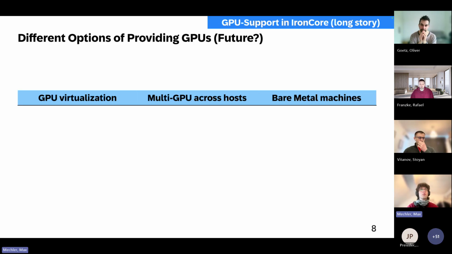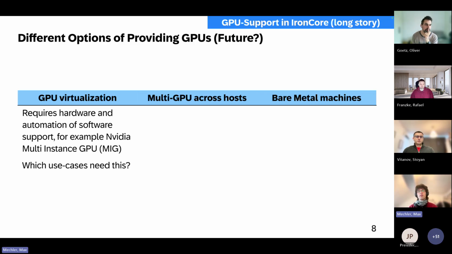For example, we could even virtualize GPUs. So we could even offer more VMs. But there the problem is that this requires hardware and software support. For example, NVIDIA multi-instance GPU does this. And of course, this would also need to be automated. And the question also is if there really is a use case for this, if there are such small language models that fit into a virtualized GPU, and if there's actually demand for something like that.